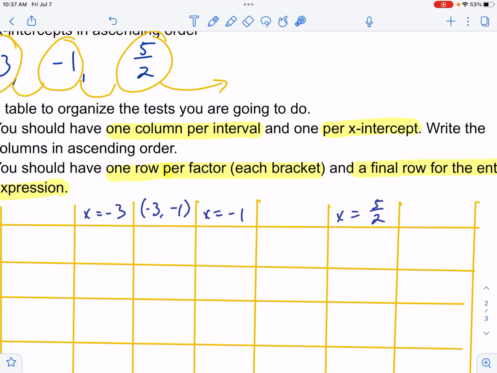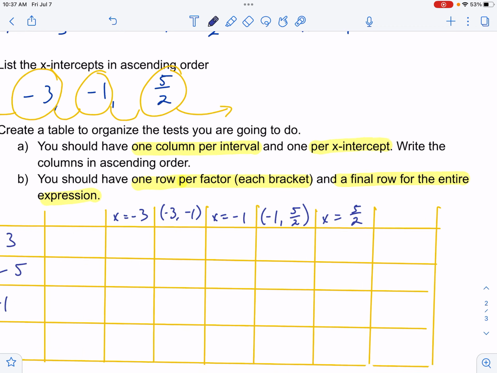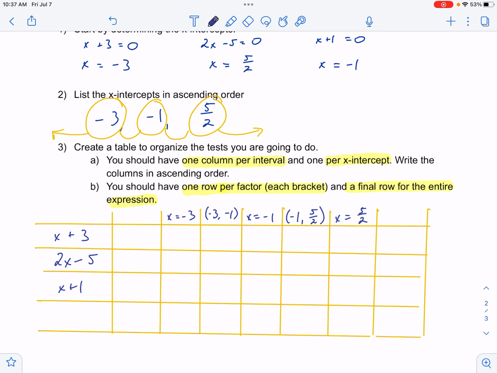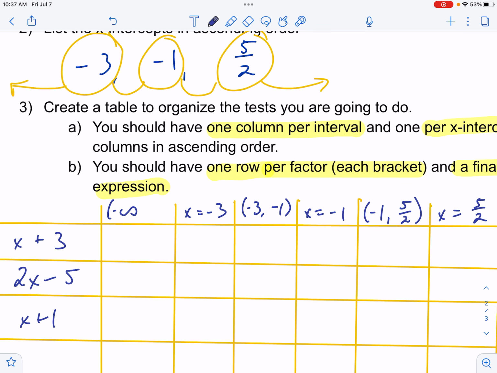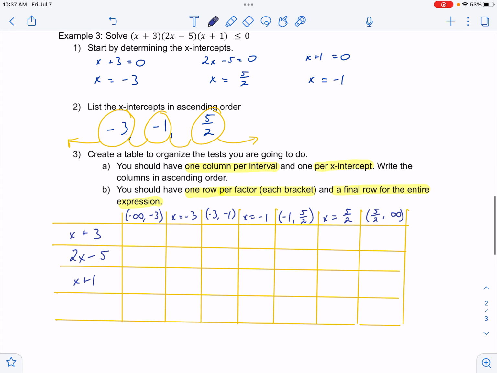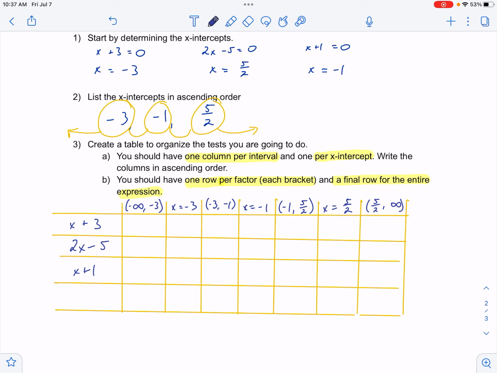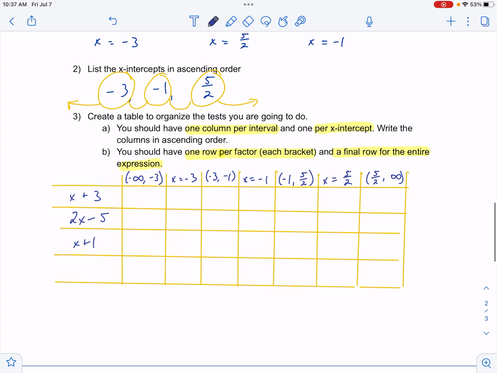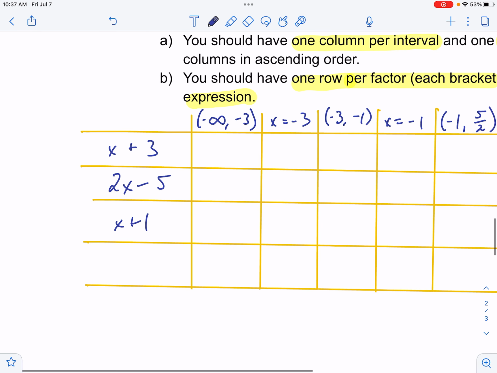It doesn't need to equal -1. We don't have a square bracket here because I've got a column dedicated to it, so we keep with the curved brackets. The second interval I have is between -1 and 5/2. And with the end ones, that's where we shoot off to -∞ up to -3. And our last one is between 5/2 and +∞. Okay, we've got all our columns in place. I'm just going to fill in my last row, and I'm going to write all of our factors multiplied together.